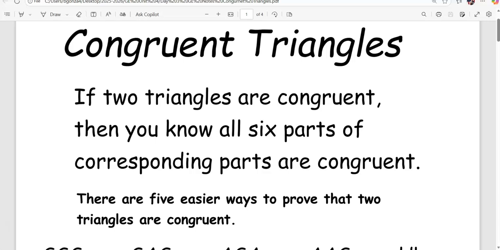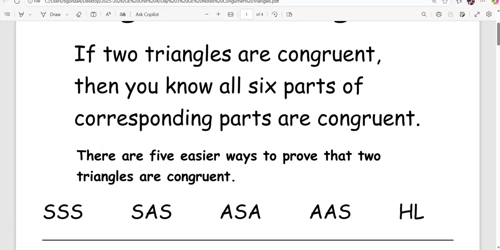Now, if that was the only way to prove something was congruent, you'd need to find everything. But there is a slight shortcut when it comes to triangles. And there are 5 easier ways to find if triangles are congruent. And it is with these 5 little acronyms. SSS, SAS, ASA, AAS, HL. Okay? Those are the 5 of them. And I'm going to teach you them. That's my job, right? Today we're going to go over the first 2. Call it a day. And tomorrow we'll do the next 3. Do some practice. Okay? You get the idea.